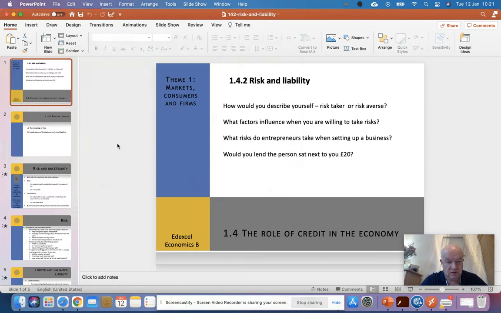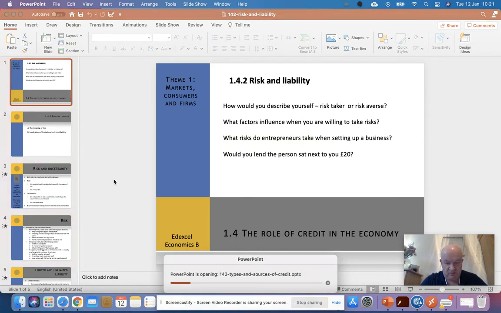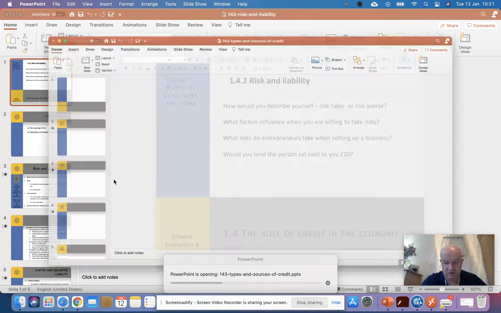So the presentation we're going to take a look at is just in the process of loading, and we'll run through this in the same way as we have done previously.